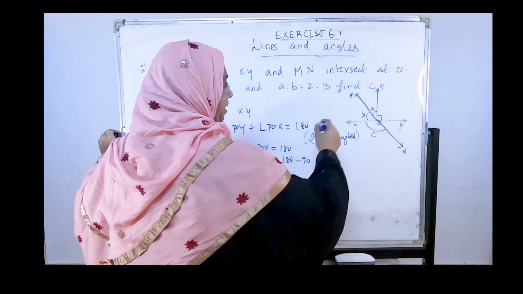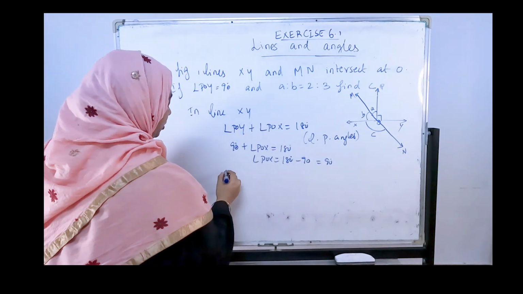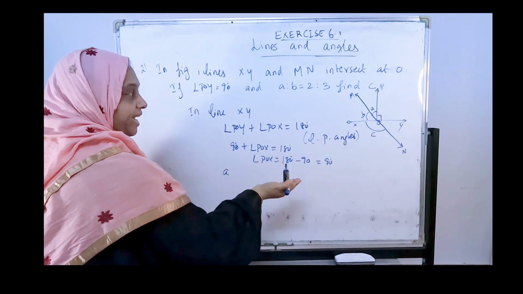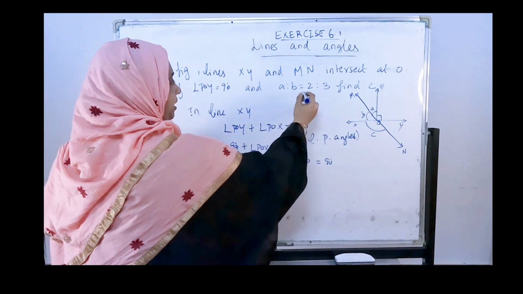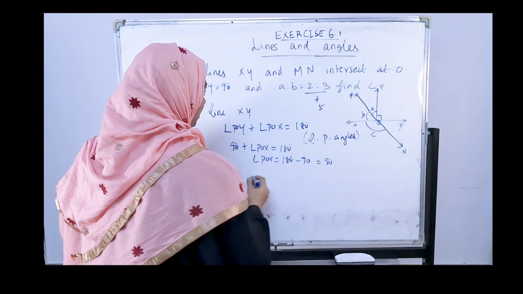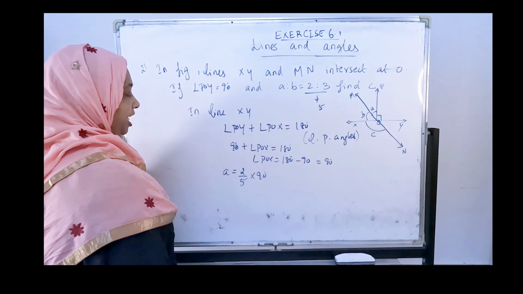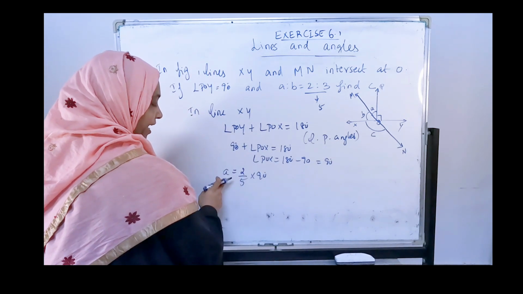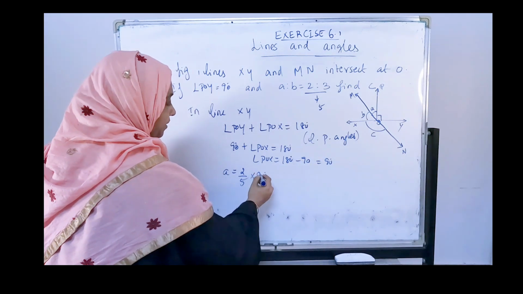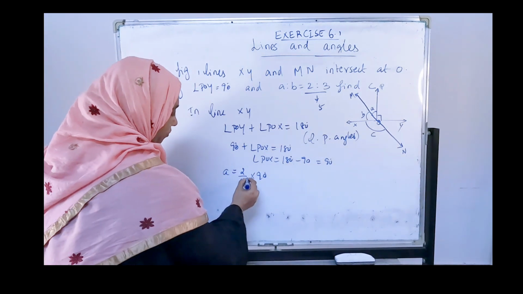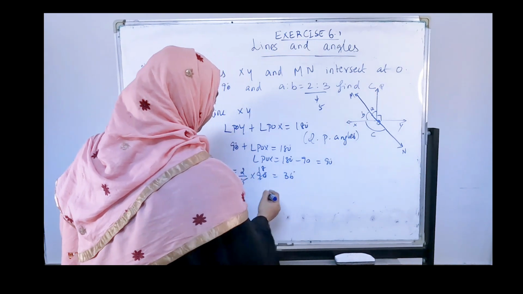Then, for A and B, we will take the ratio and find how much angle A is taking and how much angle B is taking. A is 2 and B is 3, so the total is 5. So 2 upon 5 times 90 degrees. That means 2 is the ratio of A, the total is 5, and it is going to share the 90 degrees. So 5 twos are 10, 5 sixes are 30, so it is 36 degrees.